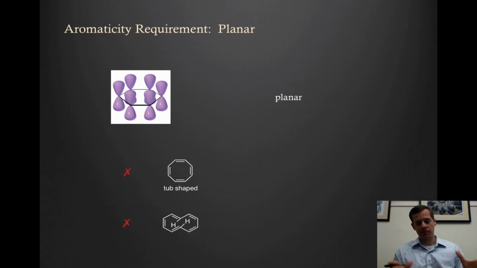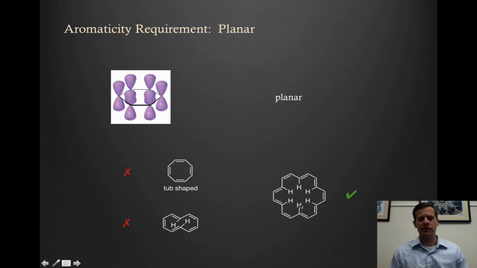On the other hand, if we just make a slightly bigger system where every atom has enough space, such as this rather large looking molecule, this, in fact, is planar, and it has the magic number of electrons. Okay, so here everything is quite happy to exist in a plane, and therefore we have full conjugation, the right number of electrons, and that actually is an example of an aromatic ring.